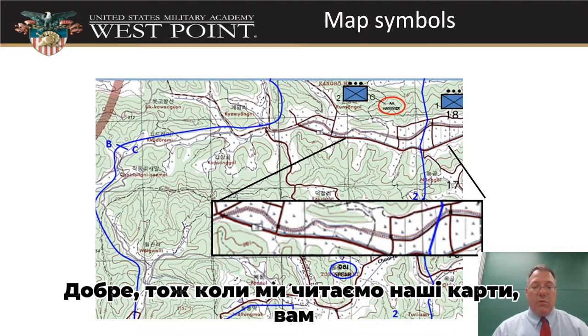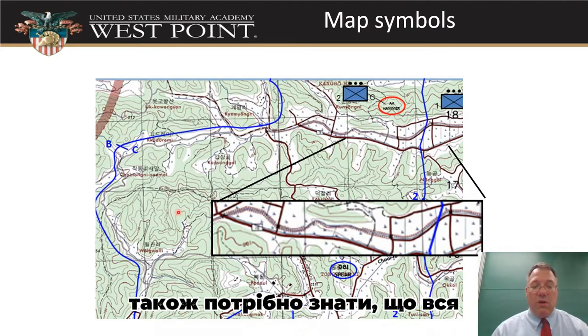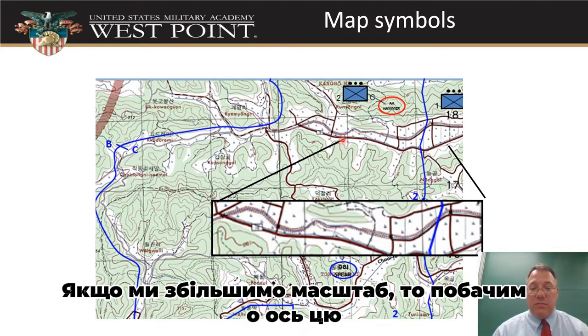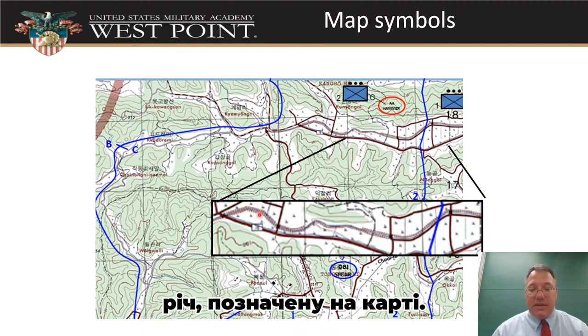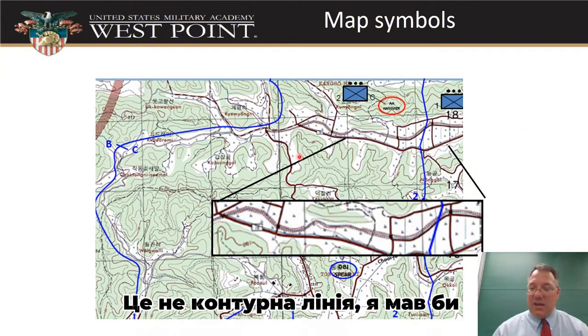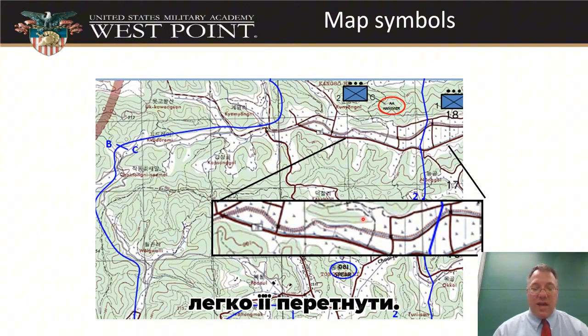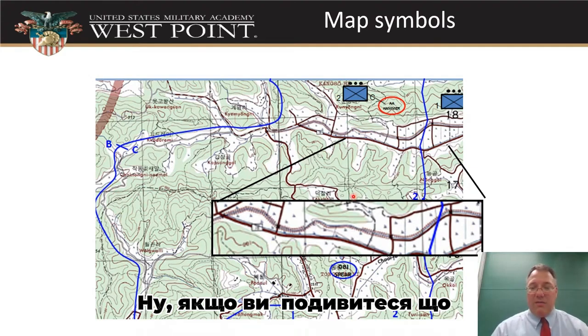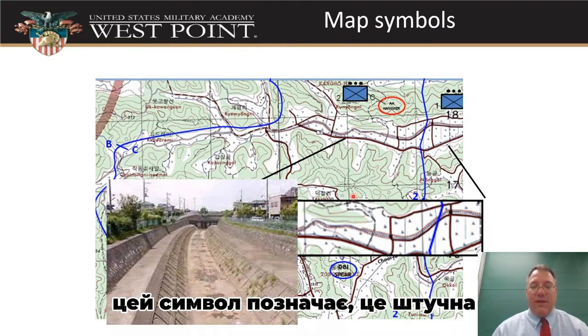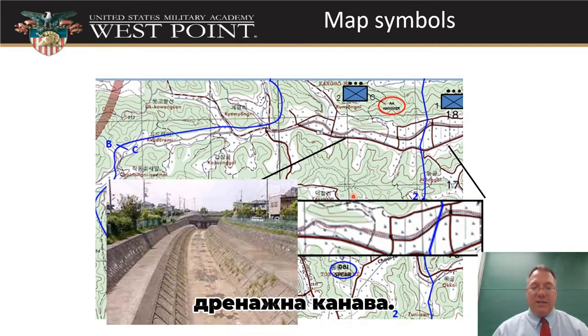When we read our maps, you also have to know what all of the symbology on it means. If we zoom in here, you've got this thing labeled on the map. There's a little bit of blue there, but that's not just a stream. There are all these little red hash marks on it. What does that mean? It's not a contour line. I should be able to just cross that, but if you look at the key on that symbol, that's a man-made storm drainage ditch.